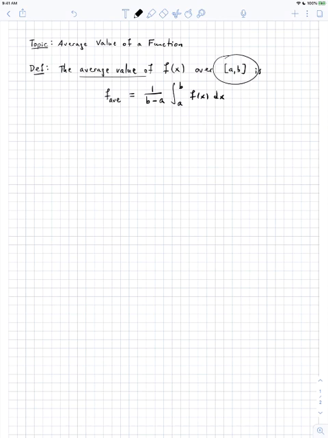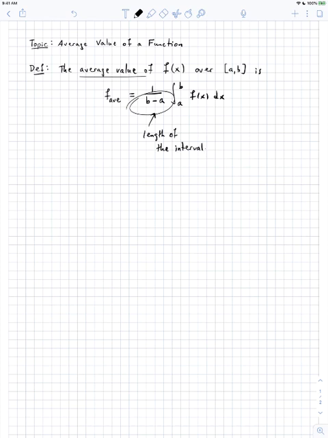If we choose a different interval, we'll likely get a different average value, because as you can see, we're integrating from a to b, and you're also dividing by b minus a. b minus a, that's just the length of the interval.